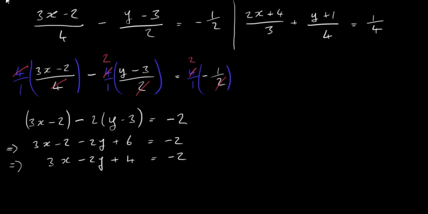So what do I end up with here? Let's see. I'll just leave the x's, the 3x minus 2y on the left hand side, and I'll subtract 4 from the left hand side, subtract 4 from the right hand side. That gives me minus 6 here. Okay, so this now is my equation. Similar to the first example, I have an equation here. I'll call this equation number 1.